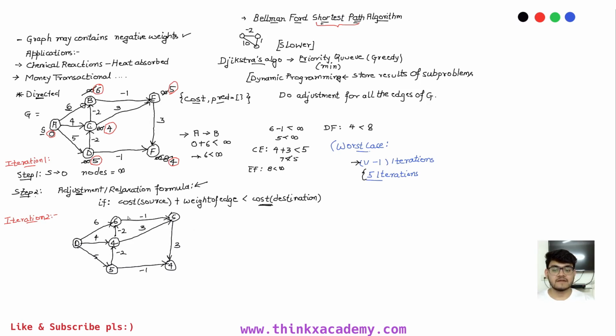Let's apply this adjustment on all the edges again. So 0 plus 6, right? We are actually considering AB here. What is the cost of reaching A? It's 0. What is the distance from A to B? 6. Is 6 less than 6? The answer is not true. So we are not going to adjust this cost. The same thing is with 4 and 5 also. 4 plus 0 is not less than 4. 5 plus 0 is not less than 5. So we are not going to adjust it.